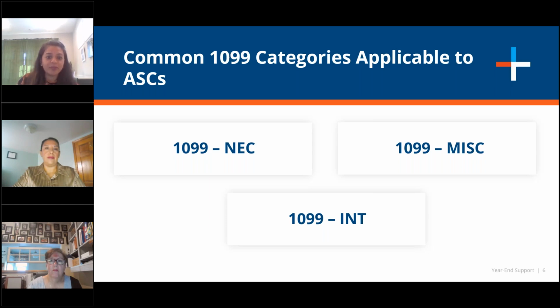And remember, the exception of not filing for a corporation does not apply to attorney payments and medical and healthcare service providers.